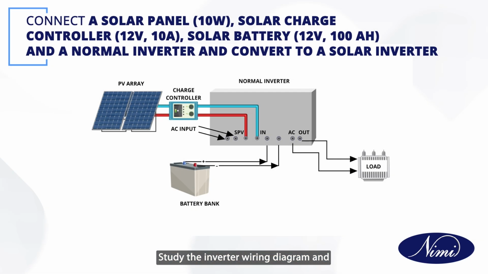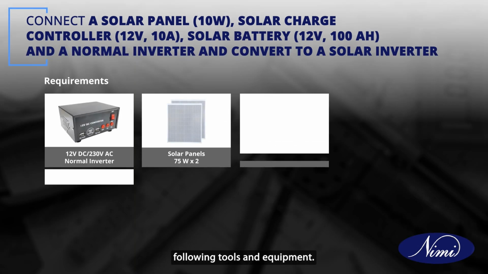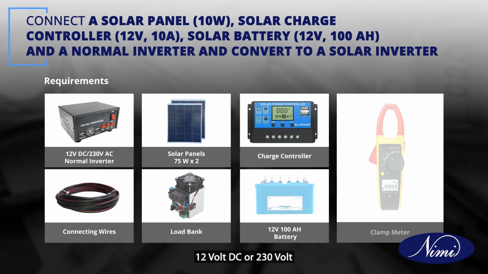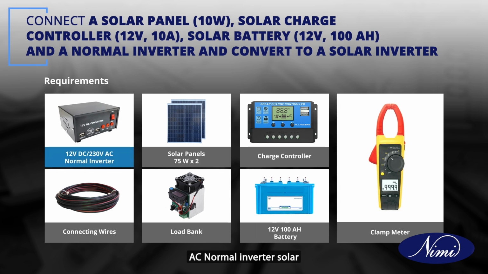Study the inverter wiring diagram and connect the components of the solar inverter. Ensure you have all the following tools and equipment: 12-volt DC or 230-volt AC normal inverter, solar panels 75 watts, 2 numbers, charge controller, connecting wires, load bank, 12-volt 100 ampere hour battery and clamp meter.